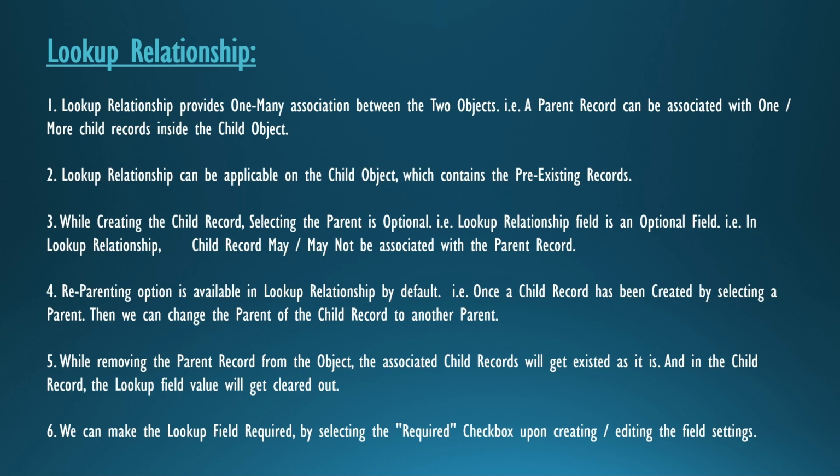Reparenting option is available in lookup relationship by default. Which means once a child record has been created by selecting a parent, then we can change the parent of the child record to another parent. While removing the parent record from the object, the associated child records will exist as they are. And in the child record, the lookup field value will get cleared out.